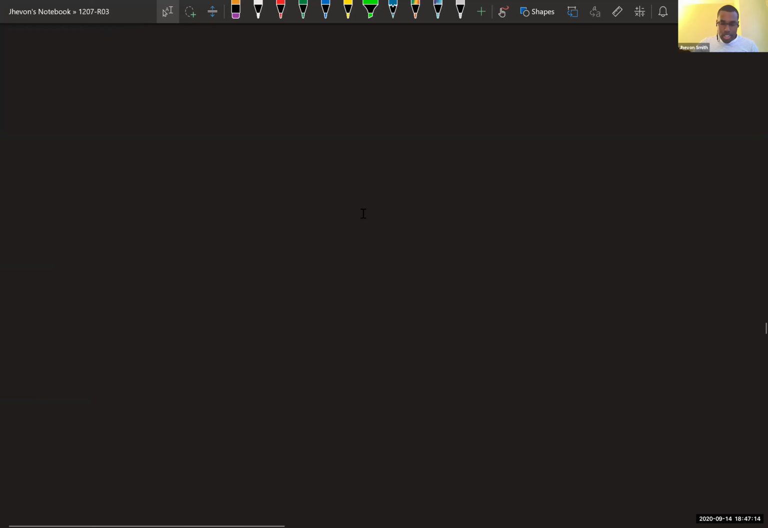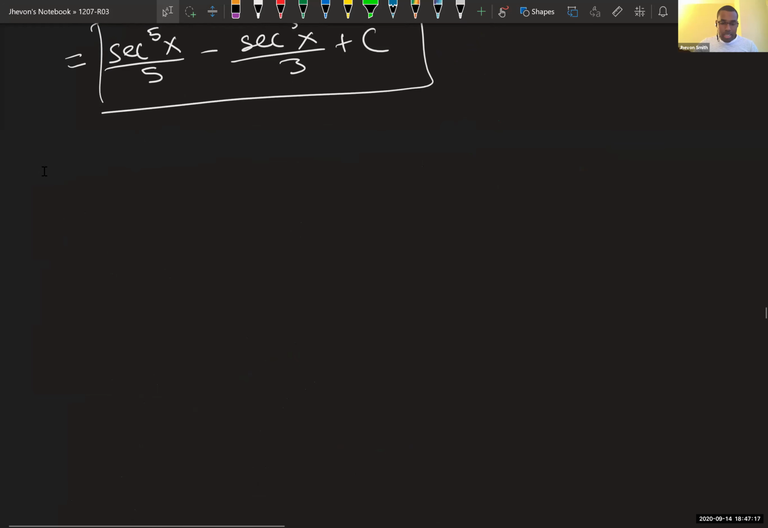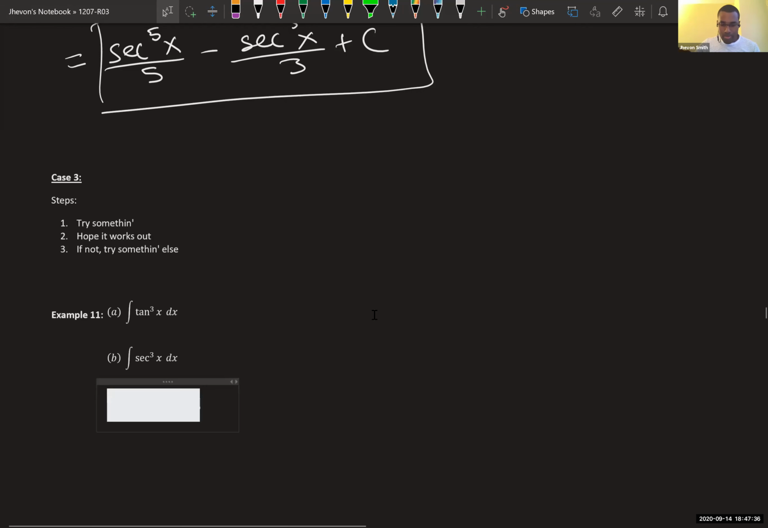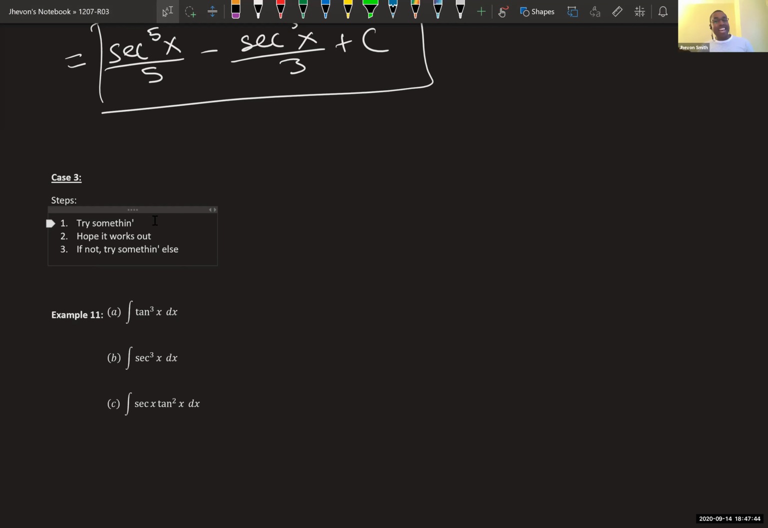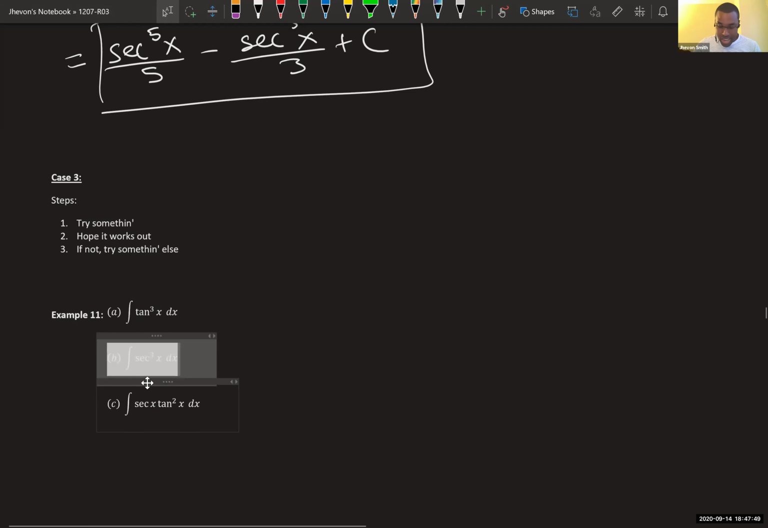So let's say we're not in that situation. Let's say the power of secant is not even and the power of tangent is not odd. Now what, right? Let's say we just have an odd power of secant and there are no tangents, or we have something like even tangents and even secants, some other scenario. Well, here's how you deal with those. You try something, you hope it works, and then you try something else. And that's the strategy. I wish I could tell you something actually better than that, but it turns out that that's as good as it gets at this point.